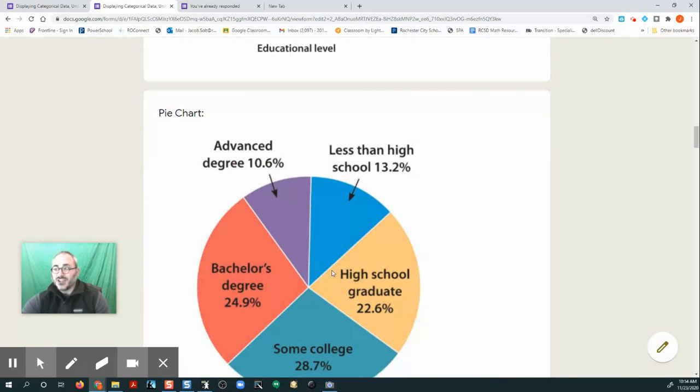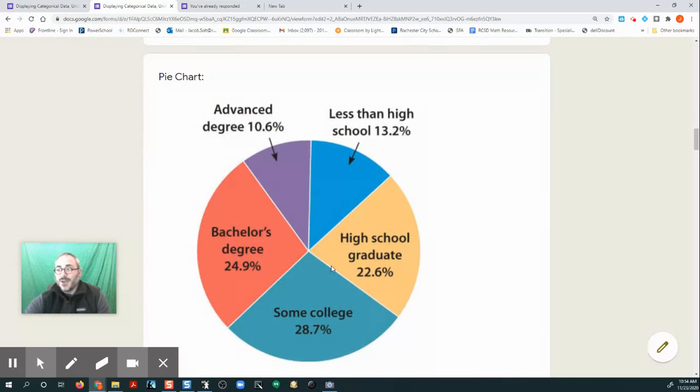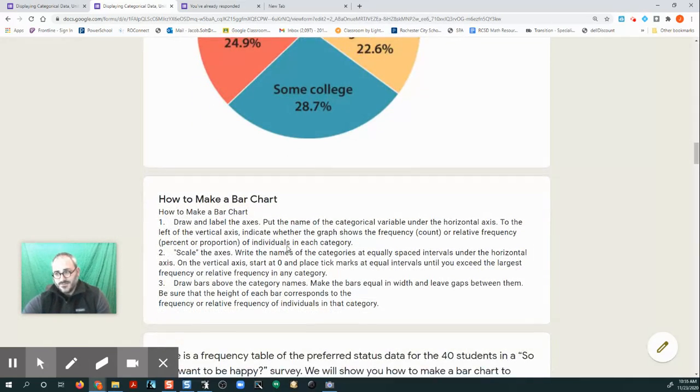Here's an example of a pie chart. It's the same data, just now in a pie chart, right? Because this is all in percentages, I can see very quickly that some college is the biggest, bachelor's degree is probably second, followed by high school graduate third, and the least is advanced degree. It's very easy to see in the pie chart which ones are bigger and smaller relative to each other.